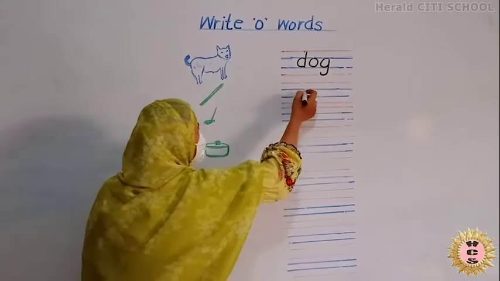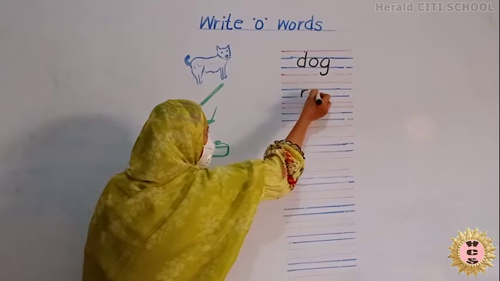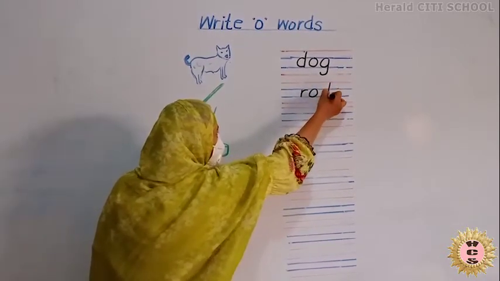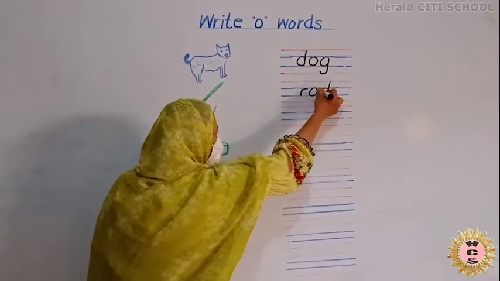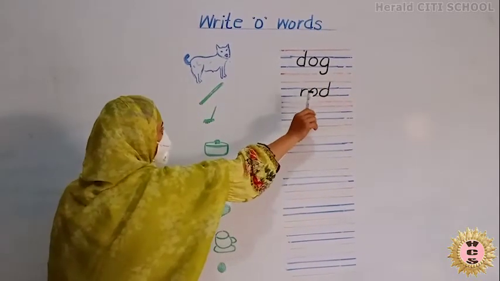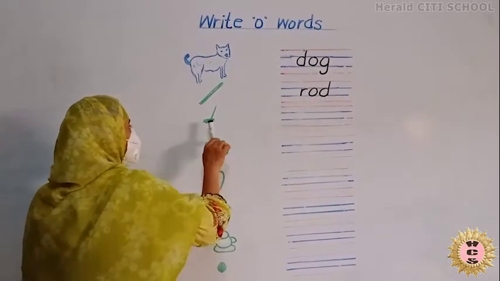And children, what is this? Yes, this is a rod. R, O, D. Rod. Read it again. R O D. Rod.